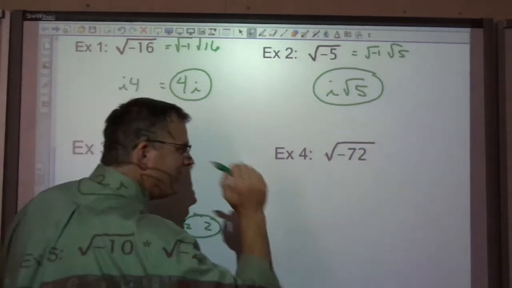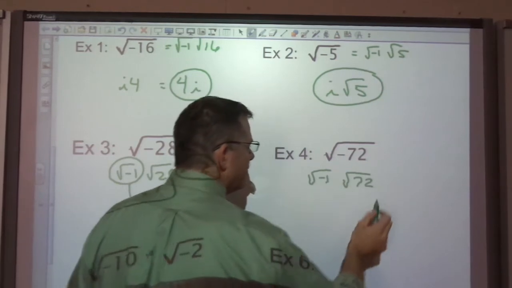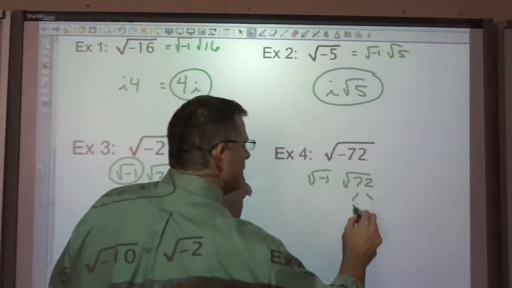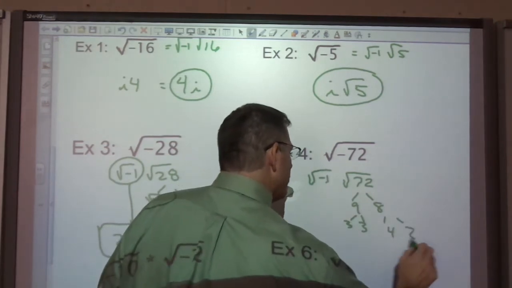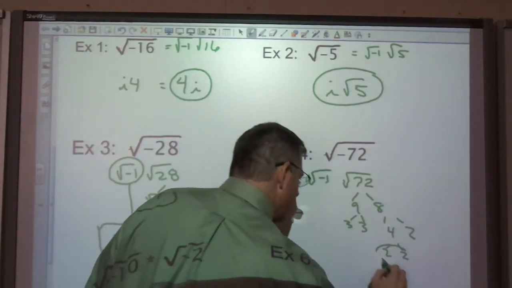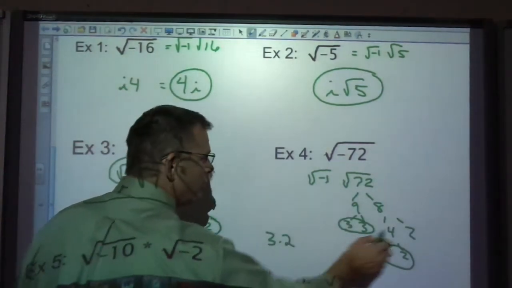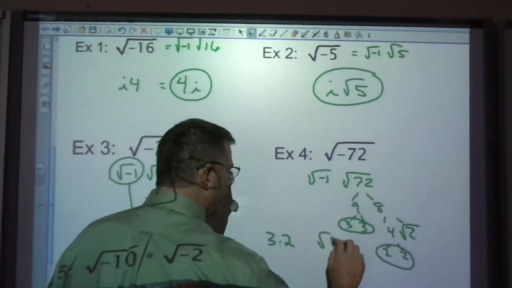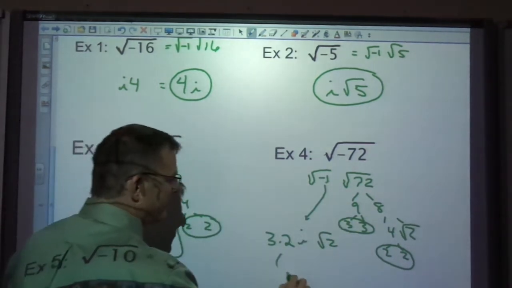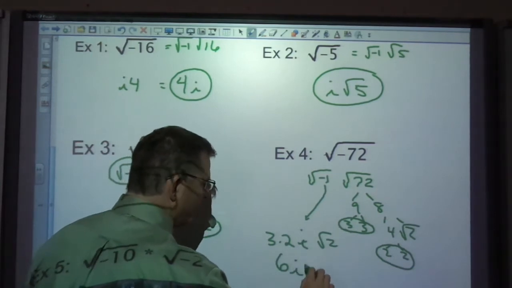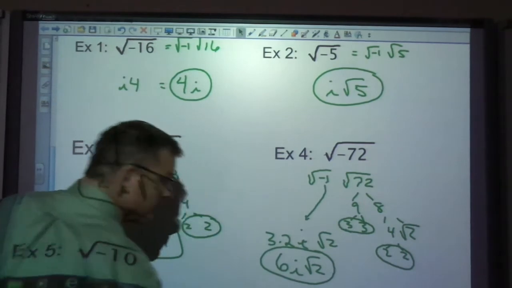And start the video. Hopefully you did it like this. Negative 1, 72. This we can do. 9 and 8, 3, 3, 4, 2, 2, 2. Pair of squares, pair of squares. So I have plain 3, plain 2, radical 2 over here. And this is i. So I'll have 6i radical 2. Did you get it right?